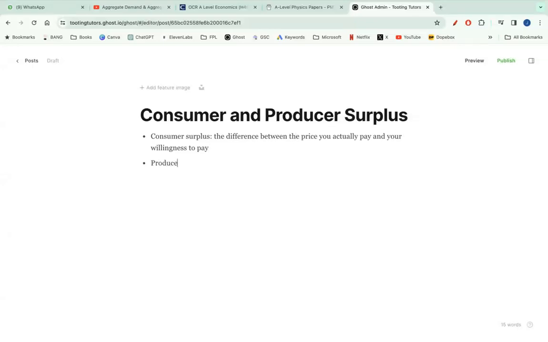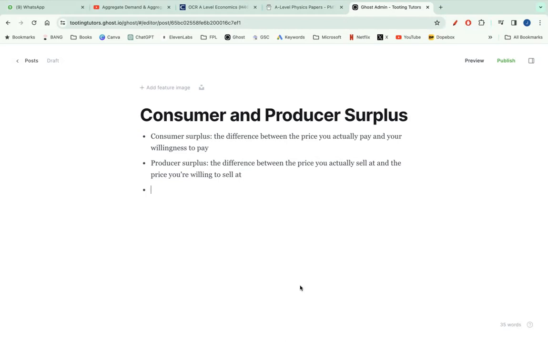And producer surplus is the difference between the price you actually sell for and your willingness to sell, the price you're willing to sell at.